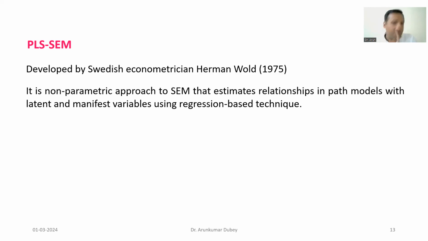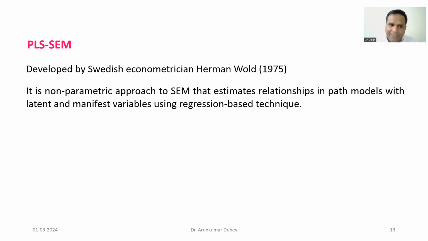Now, very important, friends, please pay attention. When I say PLS-SEM, it is a non-parametric approach to SEM, while CB-SEM is a parametric approach to SEM. With CB-SEM, there are certain assumptions, and if those assumptions are fulfilled, then only can you go for CB-SEM. The first assumption is multivariate normality, which has to be fulfilled. And CB-SEM is designed for a large sample size. That's why people say CB-SEM has certain riders, and only if those are fulfilled can you use CB-SEM.